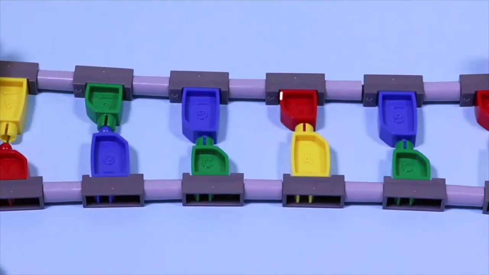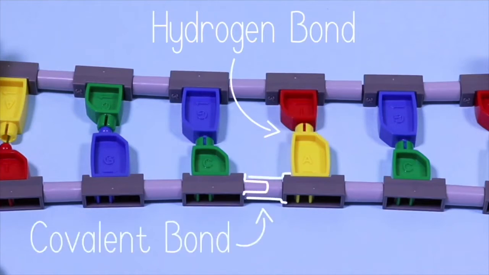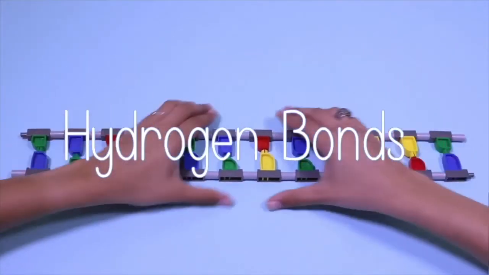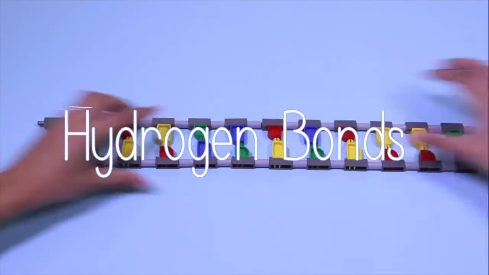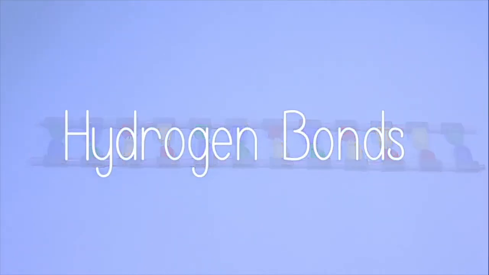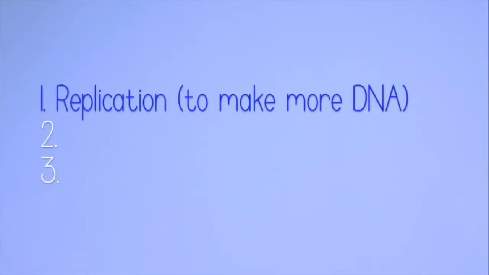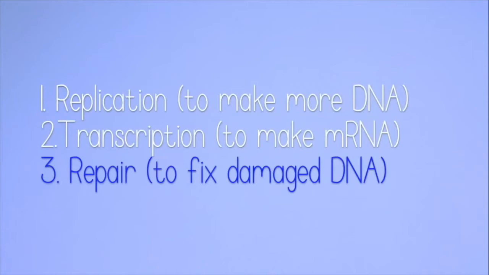The ball and socket joints between the base pairs represent hydrogen bonds. The connections between the sugar and phosphate groups represent covalent bonds. Covalent bonds are stronger than hydrogen bonds. This is why hydrogen bonds are easily created and easily broken. Why does DNA need to open up? Replication to make more DNA, transcription to make mRNA, and repair to fix damaged DNA.